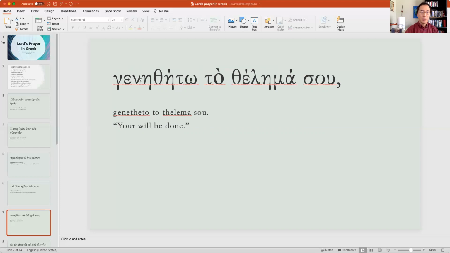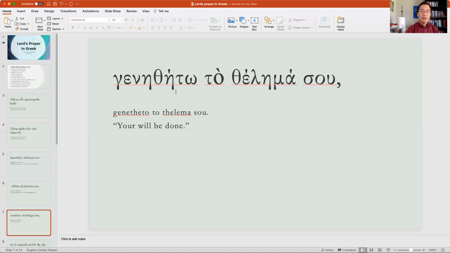Genethetō. You can cut with syllables. Okay. Genethetō. Now the next one: Thelēma. Thelēma, three syllables, right? Thelēma su. Thelēma su is your will. To thelēma su, your will.